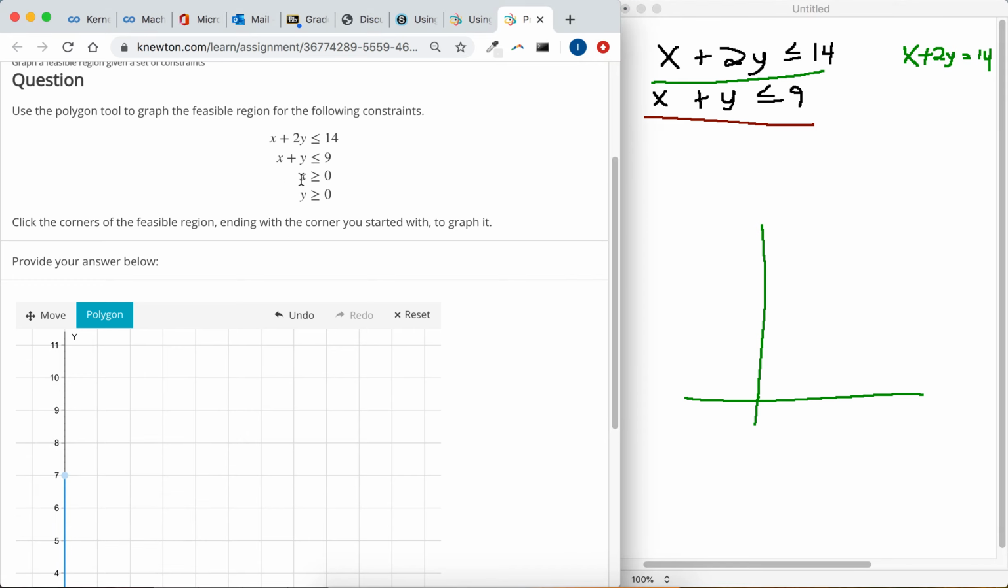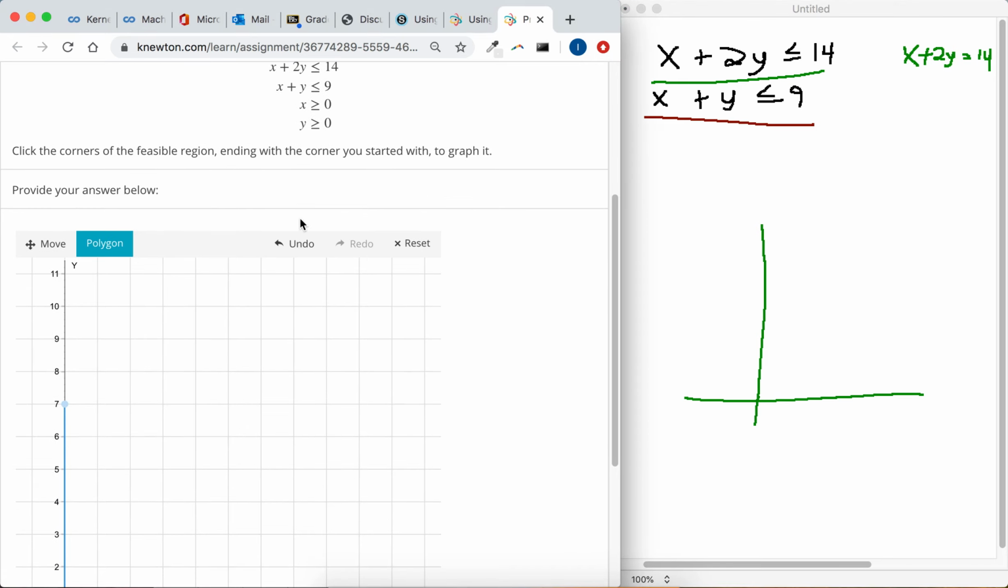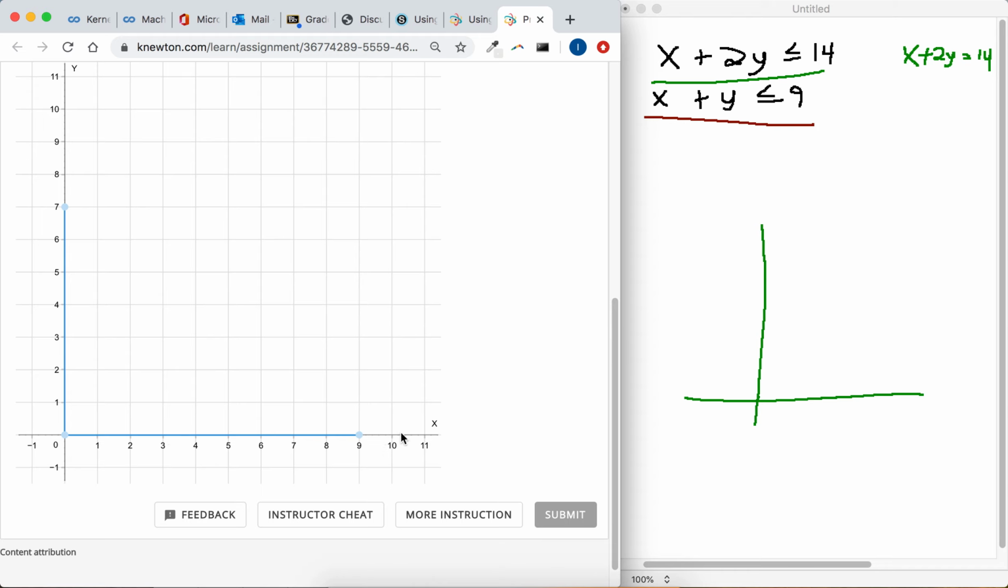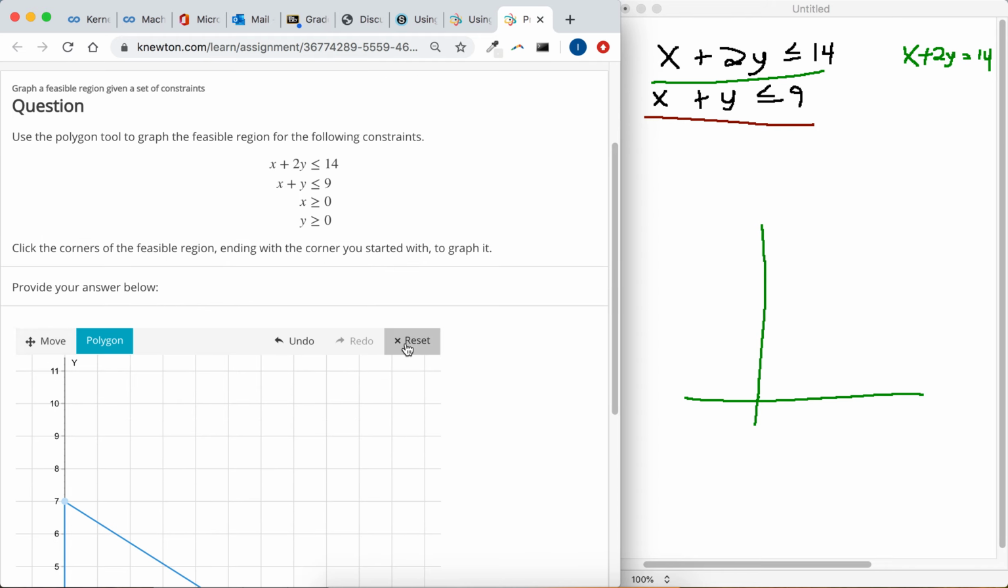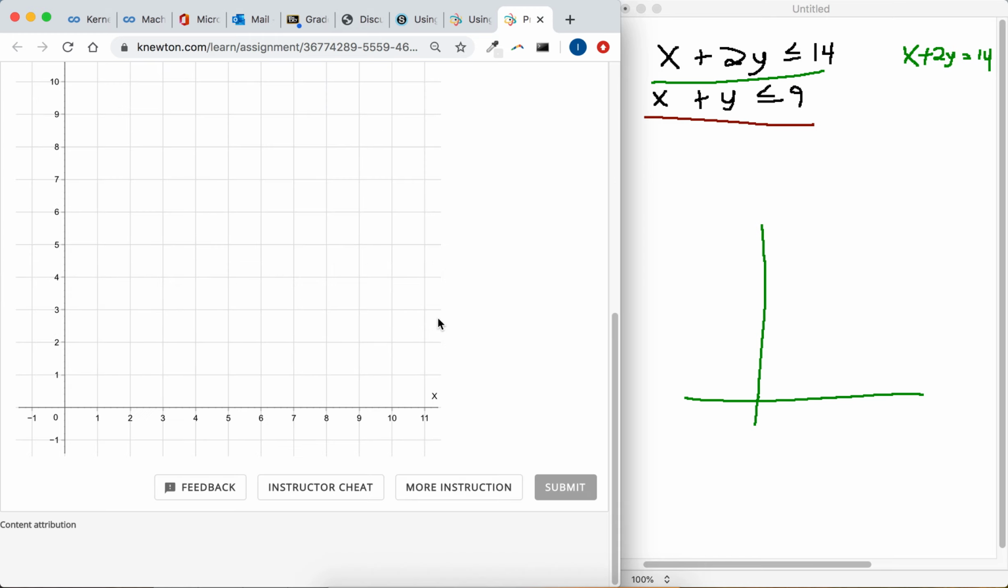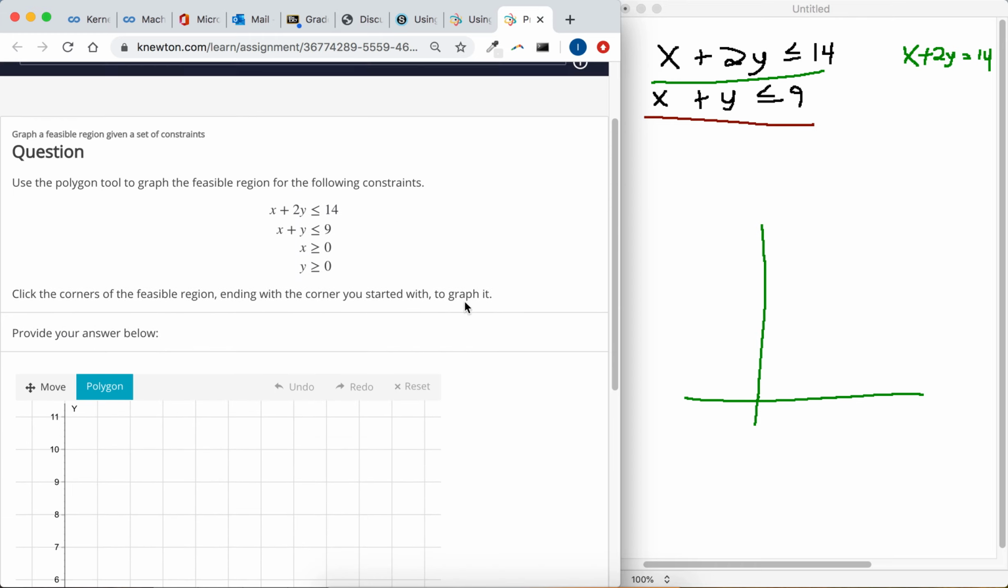Oh, sorry, I should have emphasized that. We're doing the first quadrant because it says x is greater than or equal to 0. So these numbers over here. Okay. Let's clear that. X is greater than or equal to 0, and y is greater than or equal to 0. So that's why we only need to worry about graphing it in the first quadrant.